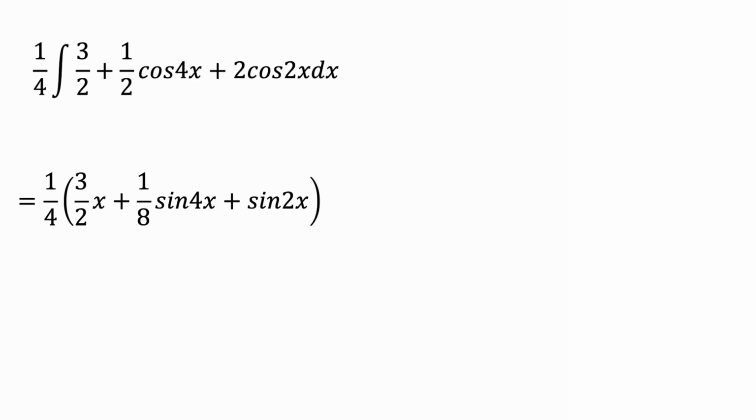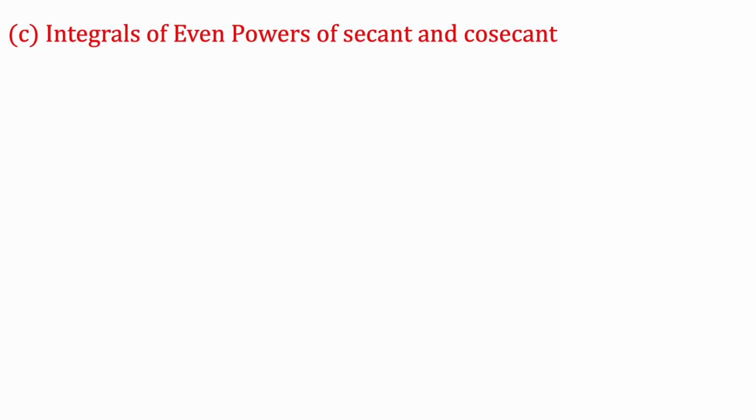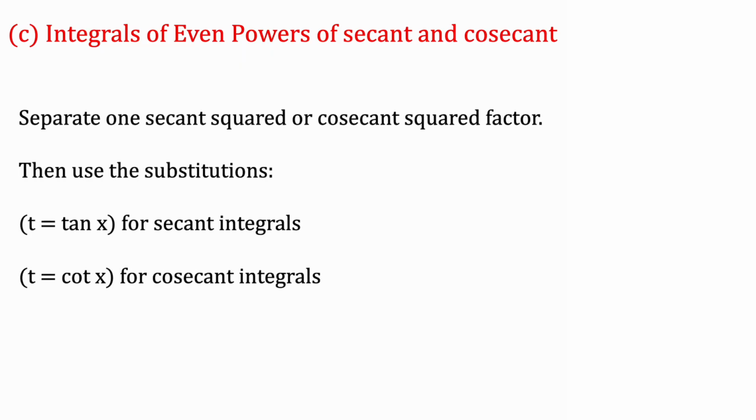Let's move on to the next type. I explained integrals with odd powers of sine and cosine. I also explained integrals with even powers of sine and cosine. What about integrals with even powers of secant? Secant is 1 over cosine and cosecant is 1 over sine. So we begin by separating one squared term. Then for the second function, we use the substitution t equals tangent x. Once we solve an example, it'll become much clearer. And for the cosecant function, we use the substitution t equals cotangent x. Let's solve an example together.